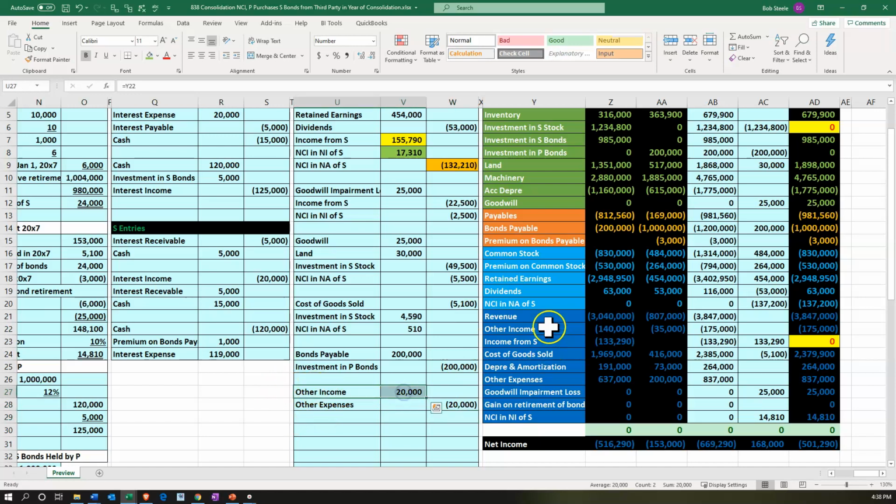So we've got the other income. Here's the other income. We're going to say this is going to be equal to picking up that 20,000, reducing the other income. Then we have the other expense. So other expense equals decreasing that other expense as well.